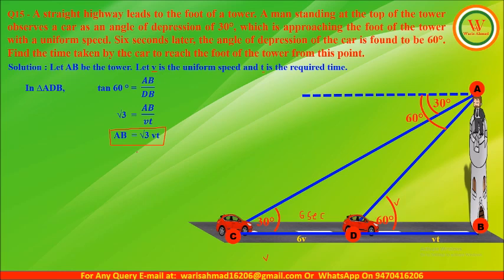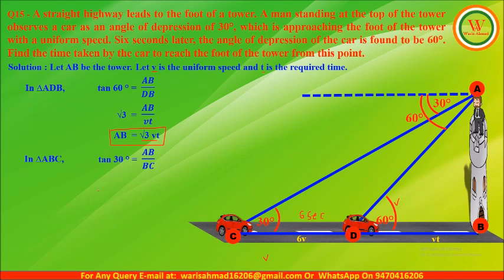After getting the measurement of AB, now we will consider triangle ABC. The whole triangle we will consider, and in this triangle we will take tan 30 degrees. So here we can write in triangle ABC, tan 30 degrees equals perpendicular, means AB, upon base, means BC. In place of tan 30 we can write 1 upon root 3. In place of AB we can write root 3 VT. And in place of BC we can write CD plus DB.